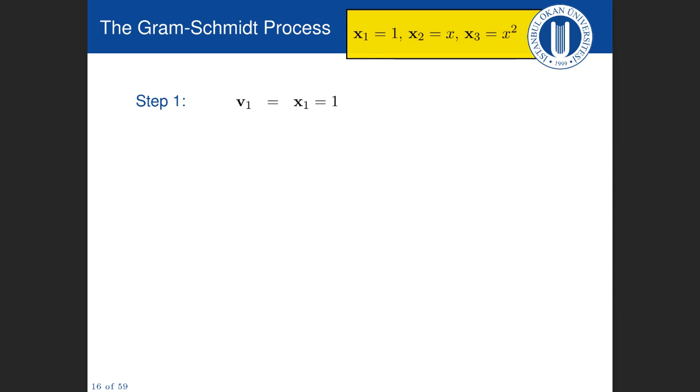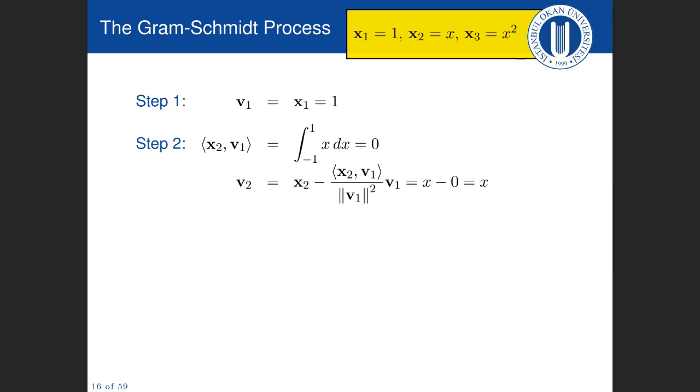For step 2, we're going to need the inner product of x2 and v1. So let's calculate that first. The inner product of x2 and v1 is the integral from minus 1 to 1 of x multiplied by 1. But the integral from minus 1 to 1 of x is just 0. So that's easy then. V2 is x2 minus a number multiplied by V1, but the number is just 0, so it's just x minus 0, which is x.